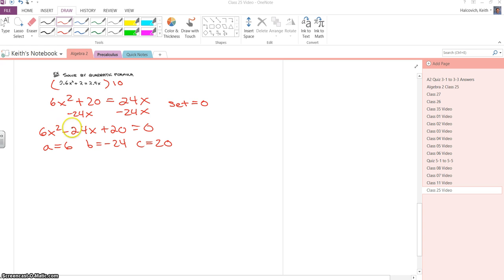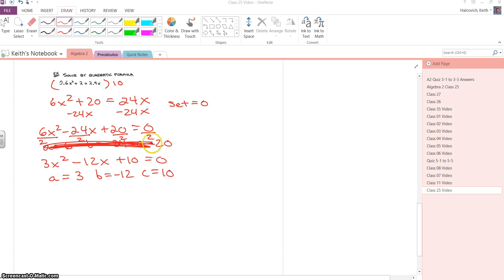Now, the one thing we can do here, before we do that, let me erase that, is notice they have a common factor. The common factor is 2, so divide each term by 2. So you get 3x squared minus 12x plus 10 equals 0. Now define what a, b, and c is. A is 3, b is negative 12, c is 10.